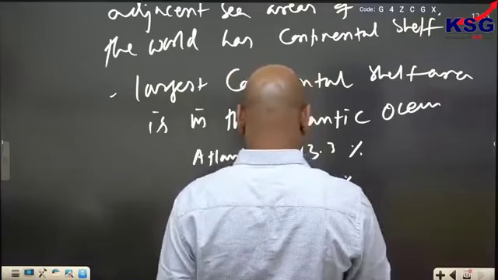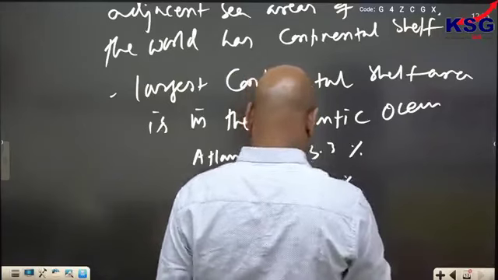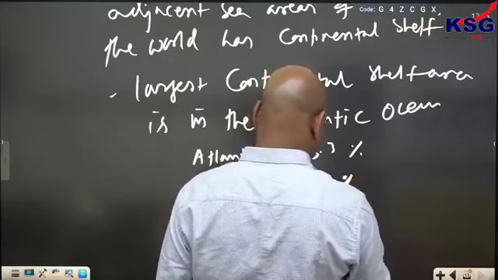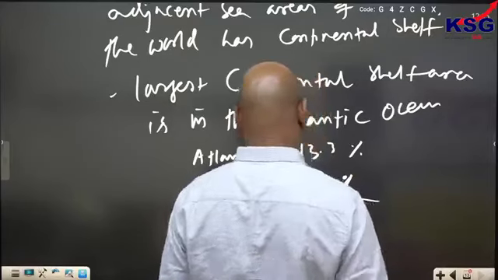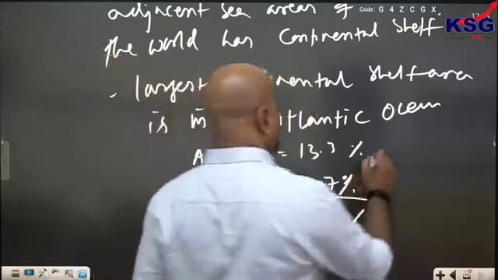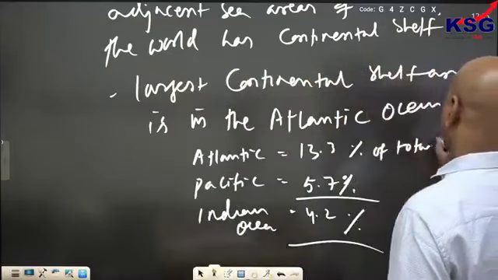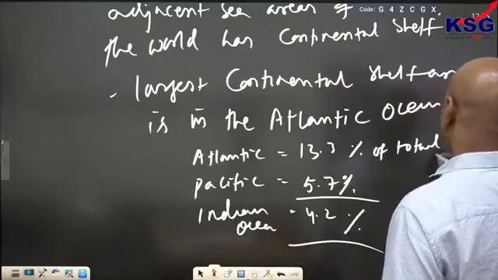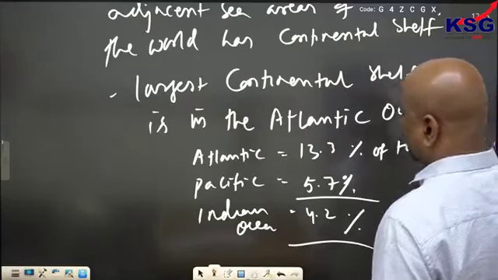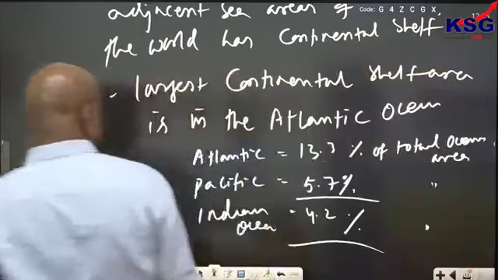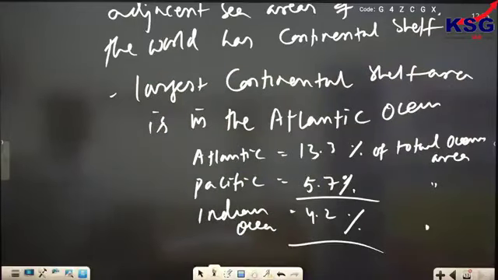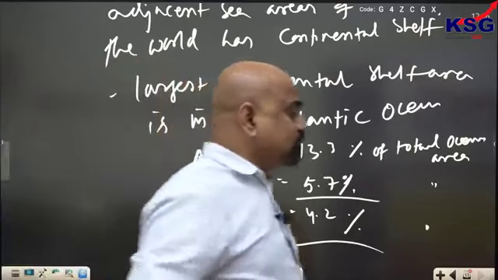Pacific Ocean 5.7%, sorry, Pacific Ocean 4.2%, Indian Ocean of total ocean area. Okay, Atlantic में कितना है 13.3% of total oceanic area, Pacific 5.6% of total oceanic area, Indian Ocean 4.2%. They are continental shelf. I hope you got it now.